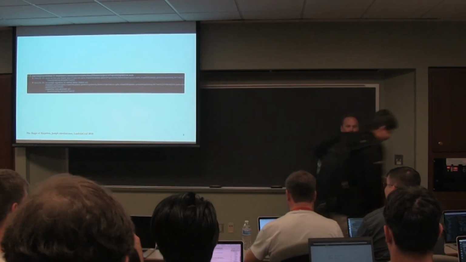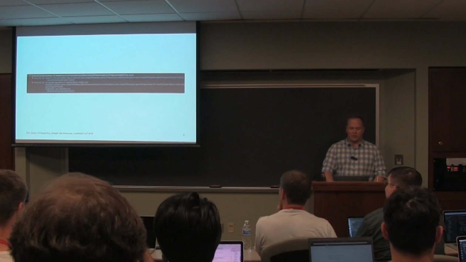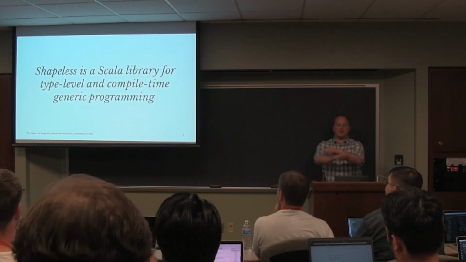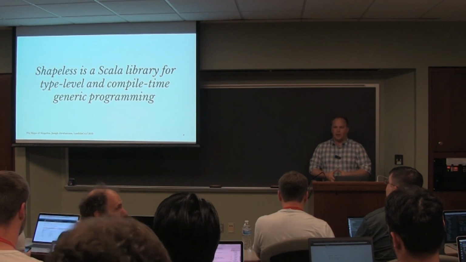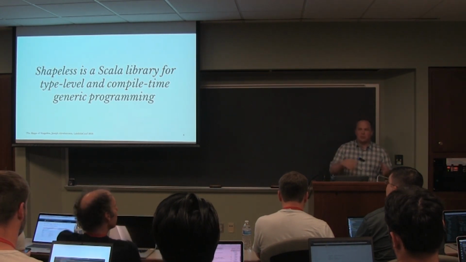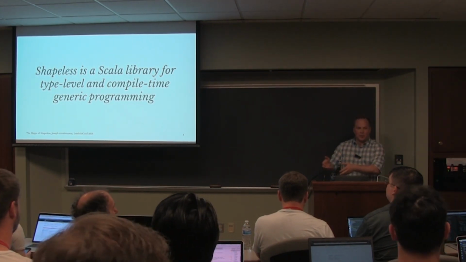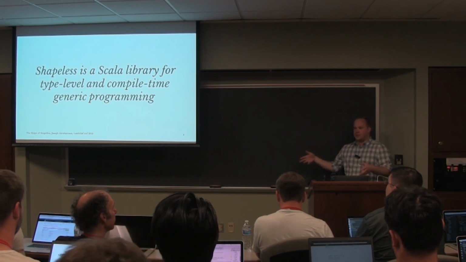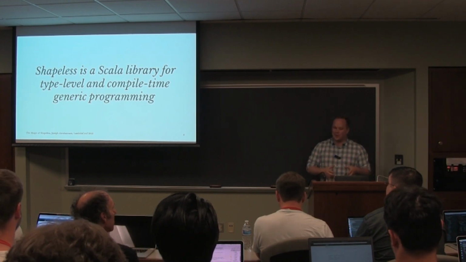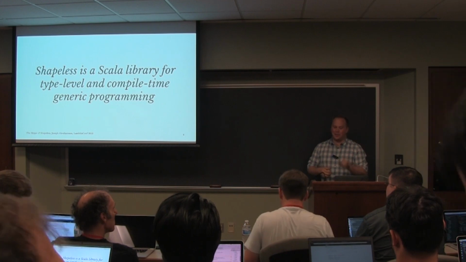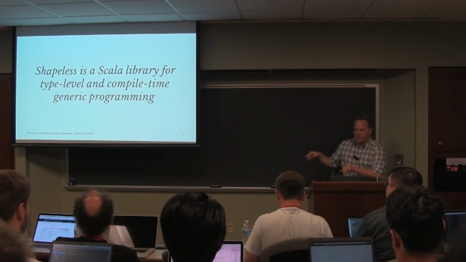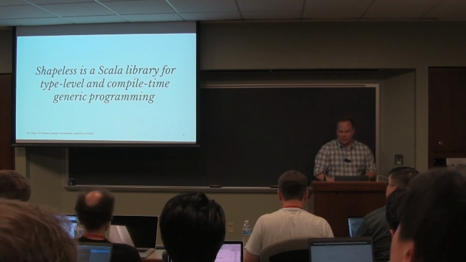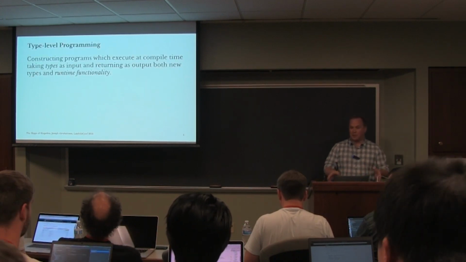All right. So what is Shapeless for real? Here's one picture of it. Shapeless is a Scala library for type level and compile time generic programming. There are other things you can do with Shapeless. Shapeless is sort of a launching off point to much, much more interesting things, but the real reason most people use it is compile time generic programming. So I'm going to define type level programming and compile time generic programming now. Type level programming.